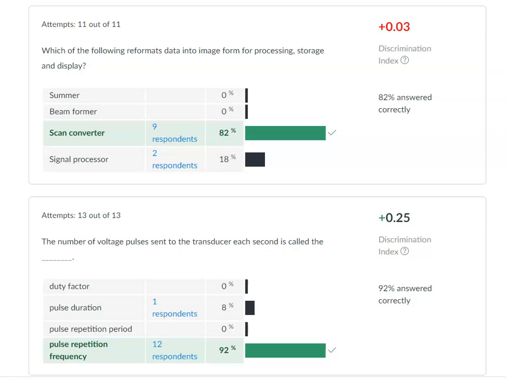Next question: which of the following reformats data into an image form for processing, storage, and display? The answer to that is the scan converter. It takes the A-mode signal and turns it into an image. That's what the scan converter does.